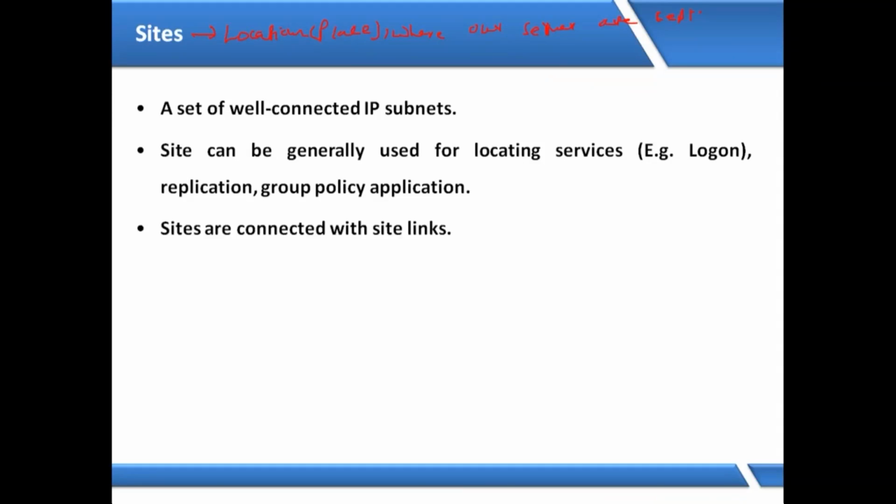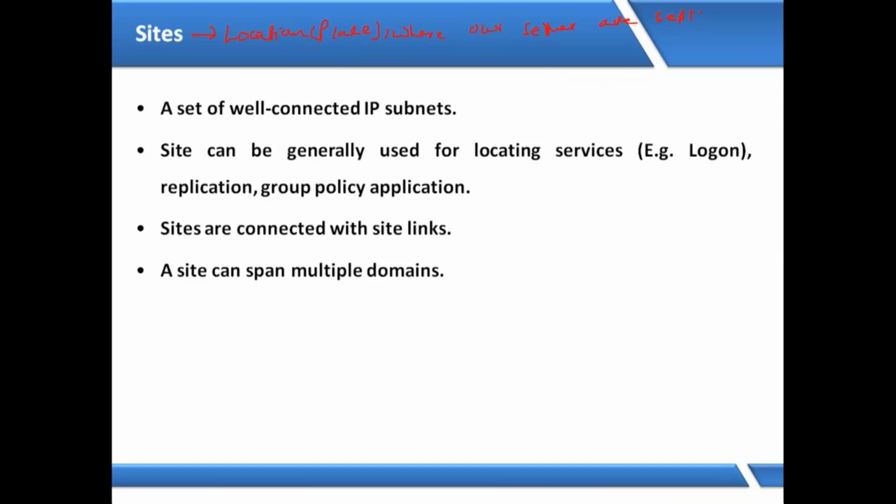Sites are connected with site links. A single site can have multiple domains, meaning at one place you have your DC and your child DC. That is called a site containing multiple domains.